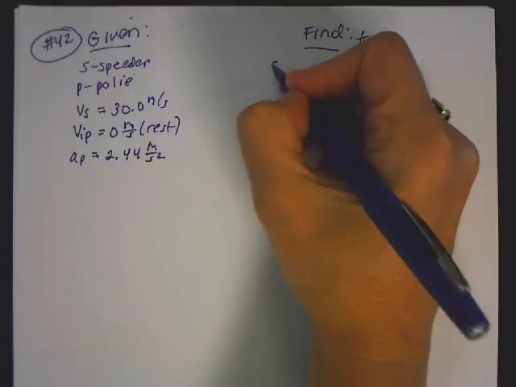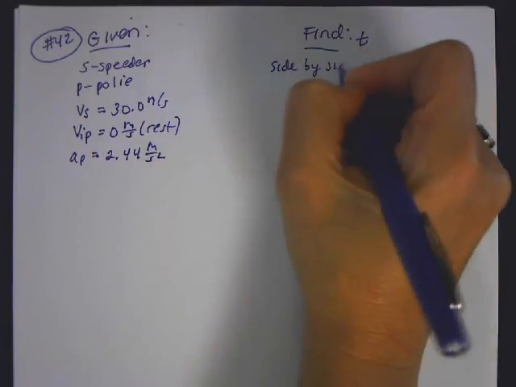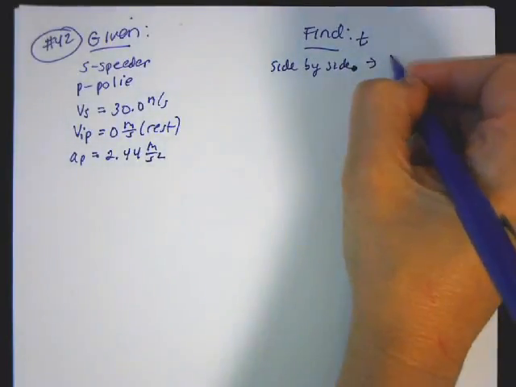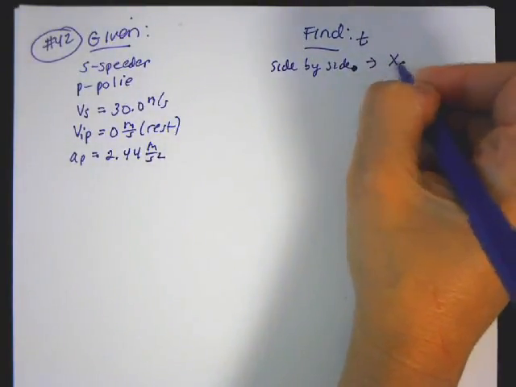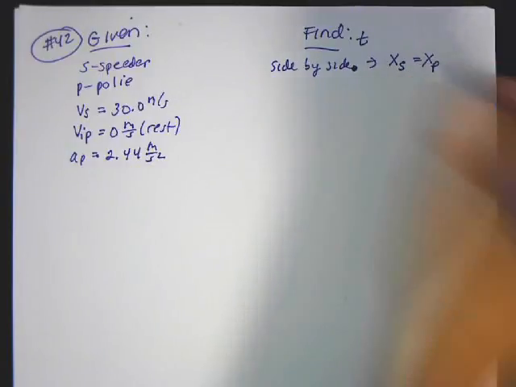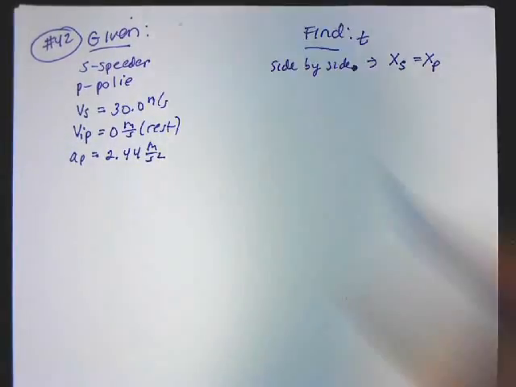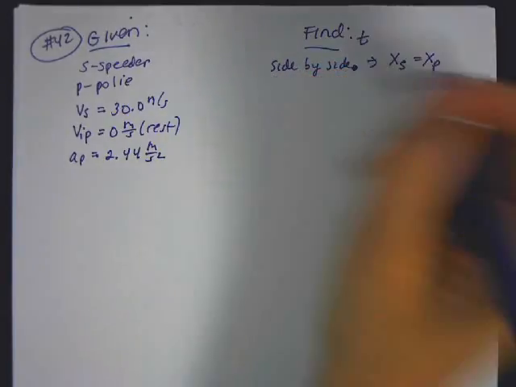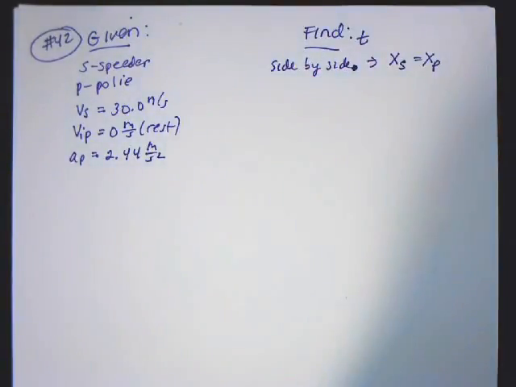What that means is they're side by side. So when they're side by side, what does that mean physically? That means that the distance of the speeder is equal to the distance of the police car. So when the police car catches up to the speeder, again, they're side by side. So that's going to help me to figure out what I need to do first.